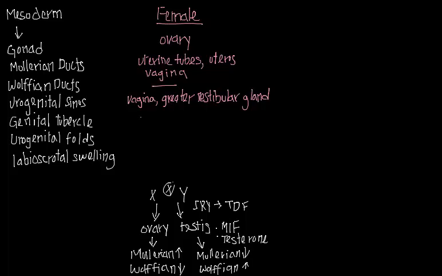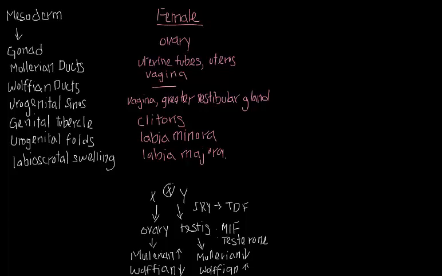Next, our genital tubercle, as I said, is going to be the erectile tissue. So that in the woman is the clitoris. And the urogenital folds are going to become the labia minora, which are the ones that directly surround the vestibule. And the labioscrotal swelling is going to be the labia majora. So we have both minora and majora there.